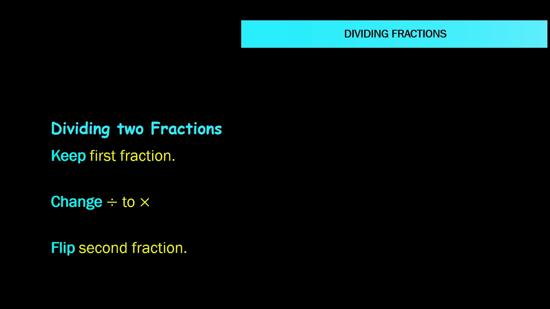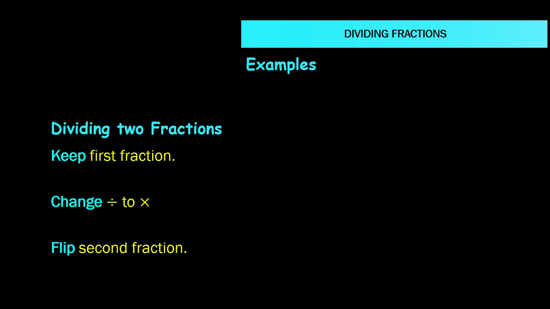Let's now take a look at dividing two fractions. To divide two fractions, keep the first fraction, change division into multiplication, and then flip the second fraction to its reciprocal.